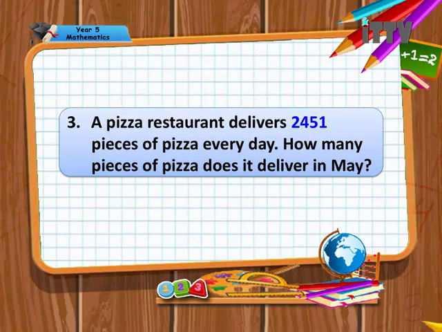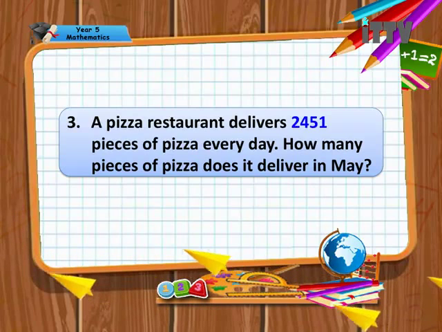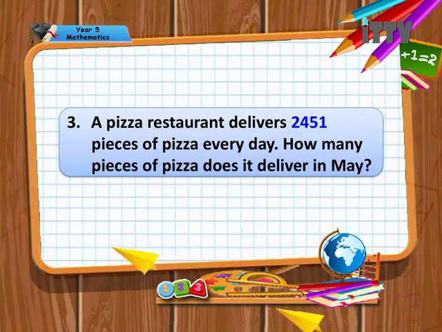Okay. Now, the third and the last question. A pizza restaurant delivers 2,451 pieces of pizza every day. How many pieces of pizza does it deliver in May? Let me repeat. A pizza restaurant delivers 2,451 pieces of pizza every day. How many pieces of pizza does it deliver in May? Here's a hint for you. Count the days in May. How many days are there in May? Okay, that should help you to answer this question.